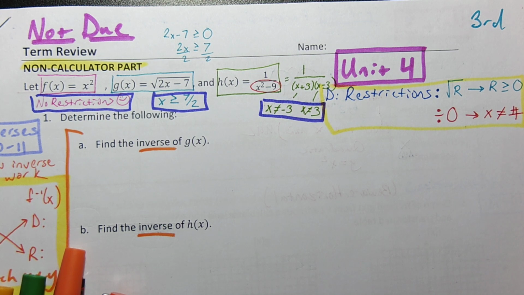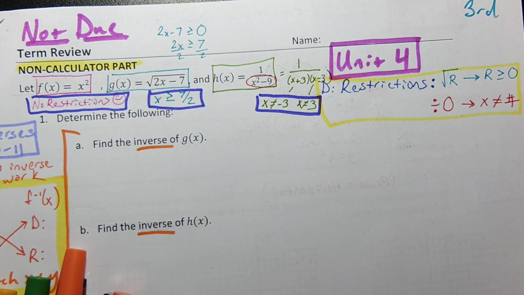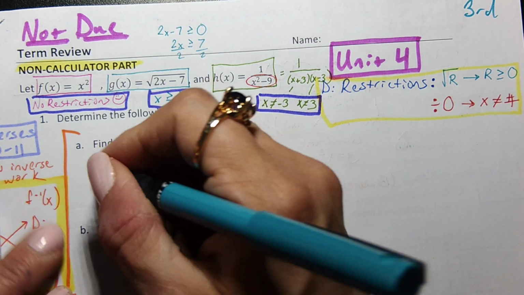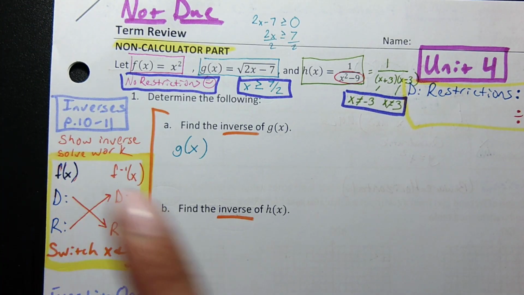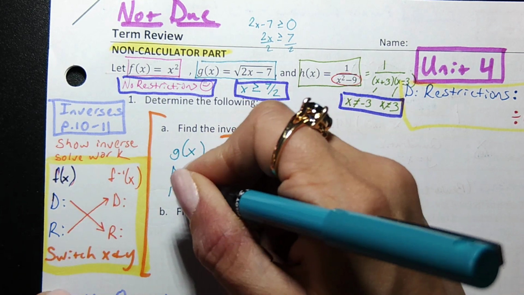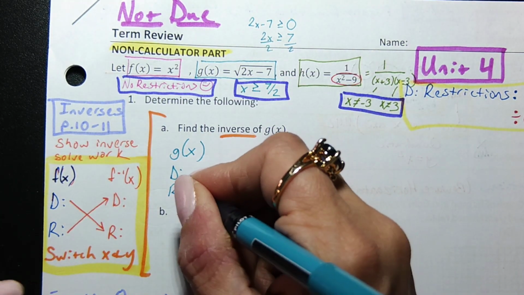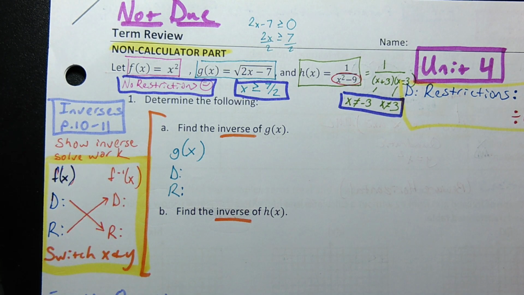All right, let's get after it with the inverses then. So first it says find the inverse of g of x. We're just going to start with g of x and figure out its domain and range. Right. How are we supposed to do that? Keeping in mind that this is a non-calculator part of the test. I'm not going to restrict your calculator use, but we should be able to do this without a calculator. So, do I know about my domain? Yeah. We know that the x values for this are greater than or equal to 7/2.